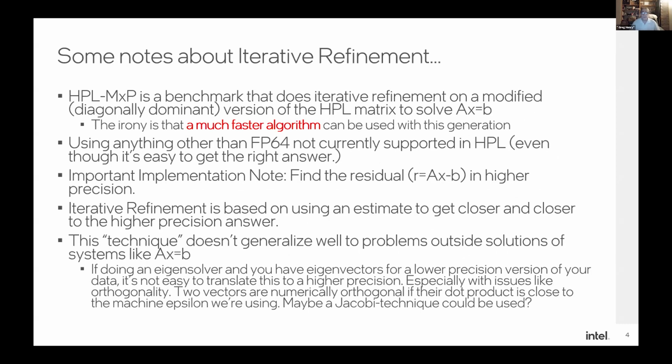All right, so some notes about iterative refinement. There is this benchmark out there. It's very much just a benchmark, and that's it, because there's a much faster algorithm that could be used, but that's kind of another talk. At any rate, what it does is it takes this matrix in high precision, double precision in this case, and it lowers it to a lower precision, and then it just iterates on the answer until you get the final result that you want. And you may wonder why.